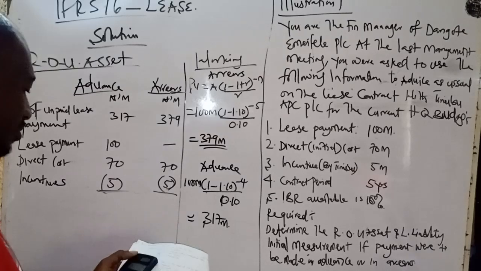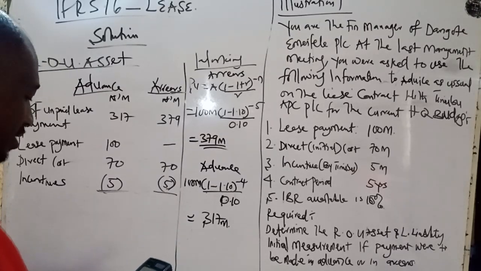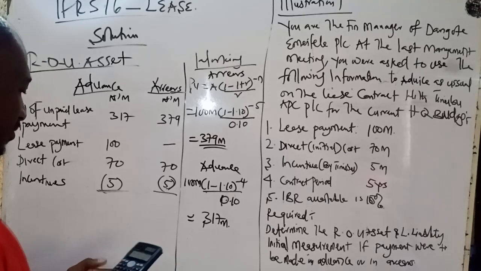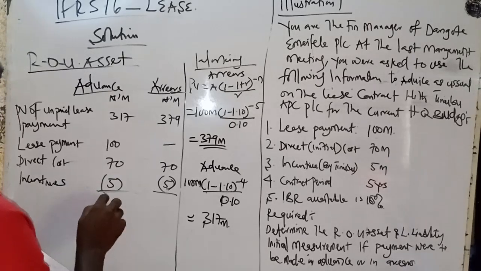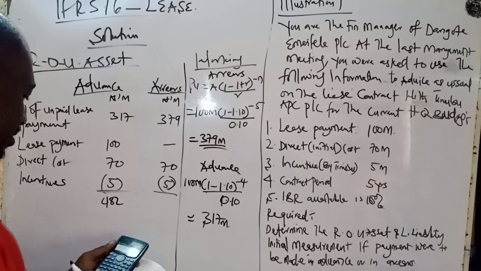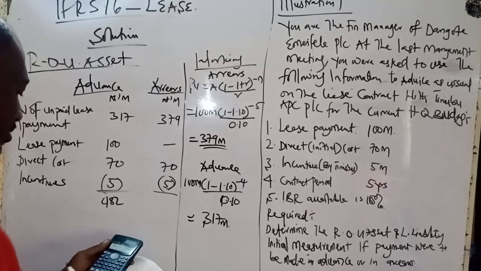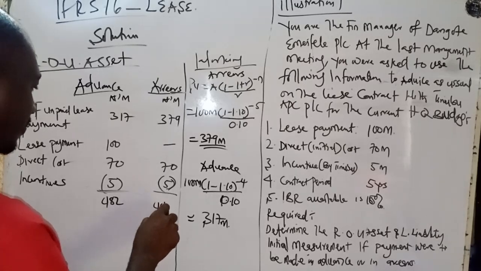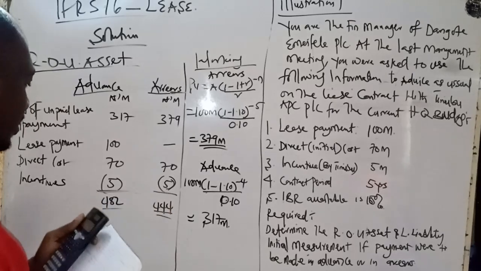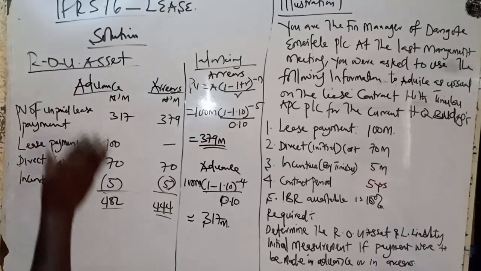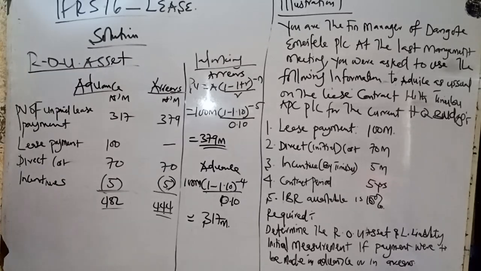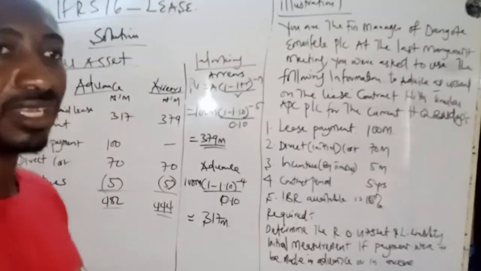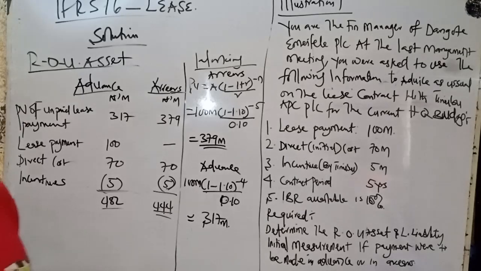So what do we have? Let's quickly run through. So we have 317 plus 170 minus 5 gives us 482. Alright, this one is 379 plus 70 and minus 5, and you have 444. See? That is it. So it's as simple as this. This is your right of use of asset under advance and under arrears. You can be given the two in exam and they ask you to calculate it. Now instead of doing it one by one, just combine it this way and then you are good to go.